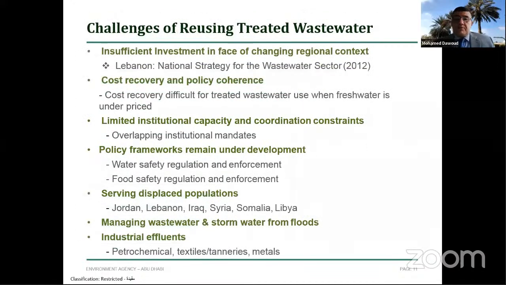There are, of course, a lot of challenges regarding the reuse of treated wastewater, especially insufficient investment. It is the lack of financial resources, which is a very important issue. Then there are cost recovery and policy coherence. We also have limited institutional capacity to use this treated wastewater, and there is no policy framework in most of the countries regarding reusing treated wastewater.